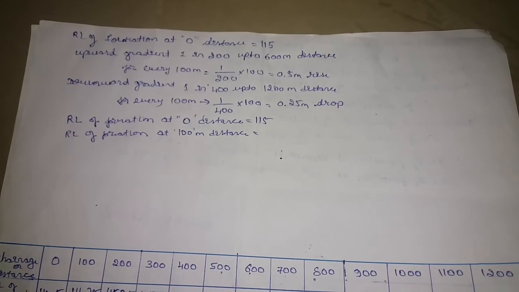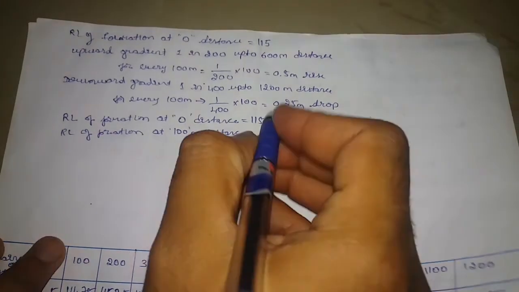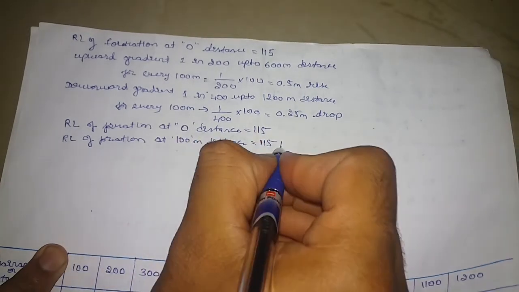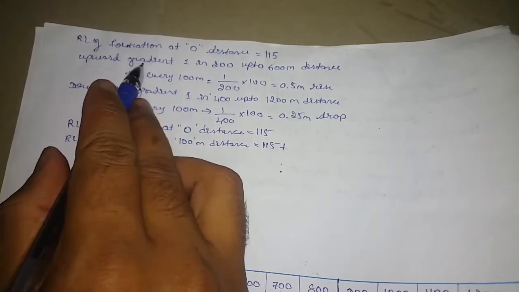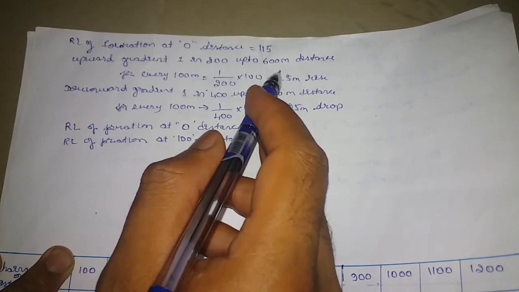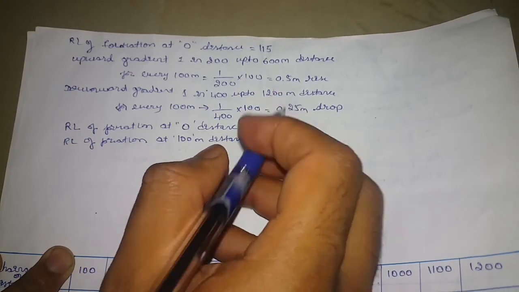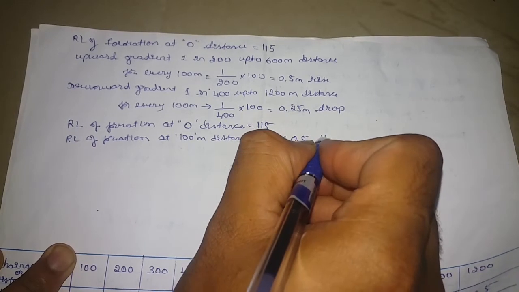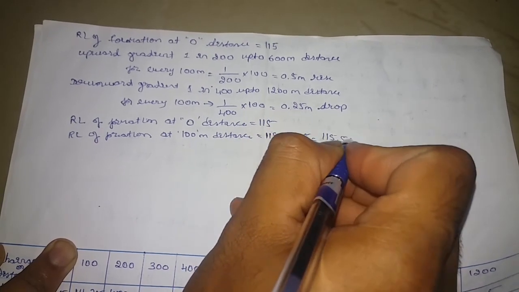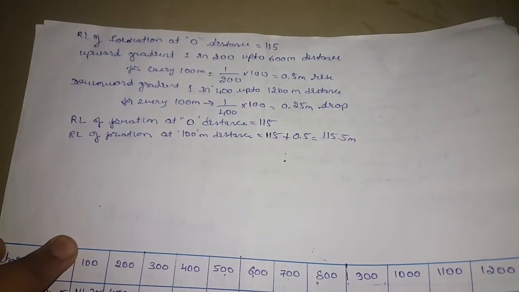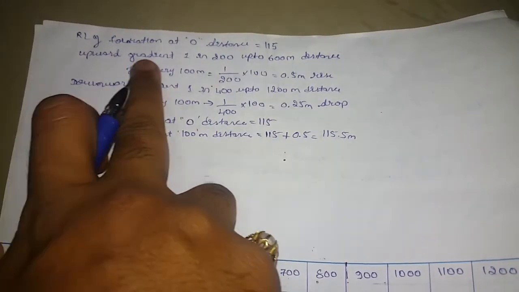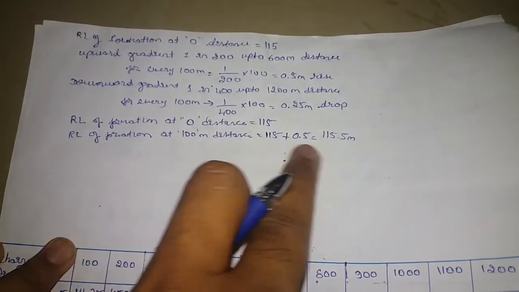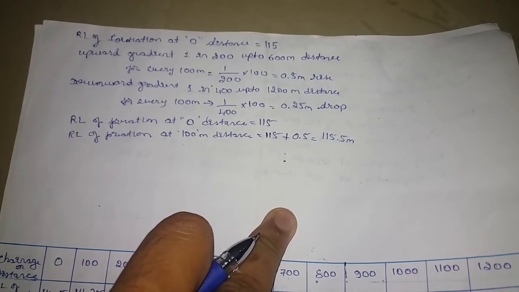So now at 100, what we need to do is take the RL of the formation for the zero distance. As per the question it is an upward gradient, so your rise will be 0.5. So I'll just go on adding 0.5. How much do you get? It is 115.5 meter. Similarly, if you go on doing this up to 600 meter, where we have clearly mentioned an upward gradient, you need to add 0.5 to whatever values you are getting.